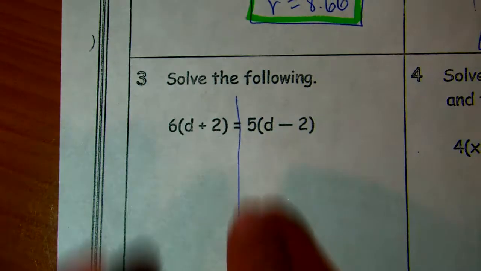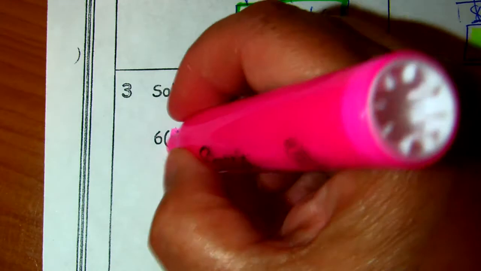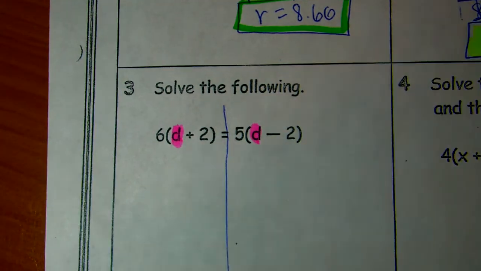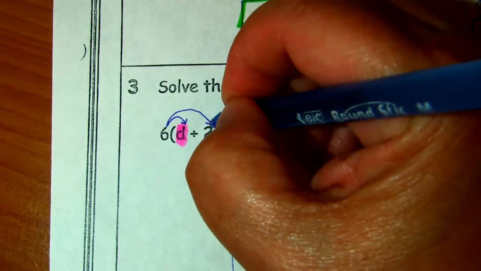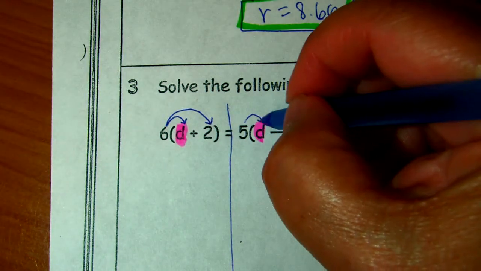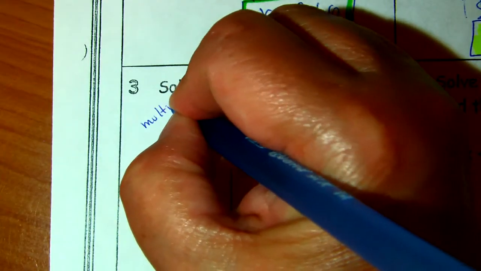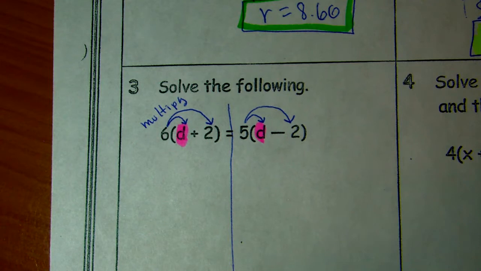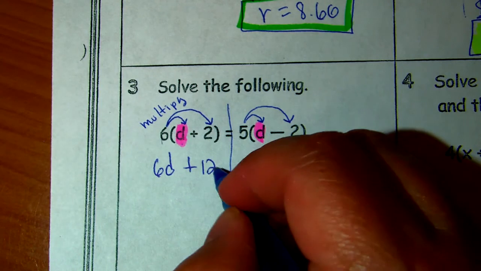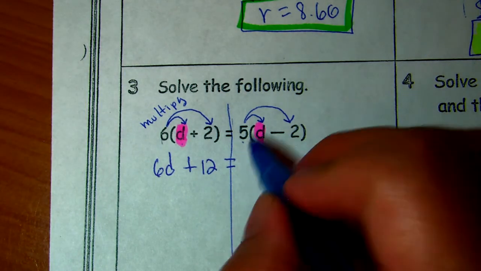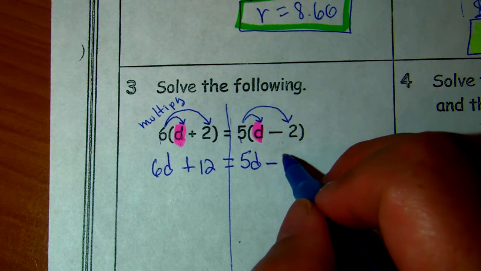Look at this one. Now we have parentheses on this side and on this side. Don't panic. Now I'm going to highlight the d in pink. We're solving for d. I have parentheses on this side. Not to worry. Distribute, multiply. Remember, you multiply when you're distributing. So 6 times d, 6d. 6 times 2, 12. Bring down the equal. 5 times d, 5d. 5 times negative 2 gives you negative 10.